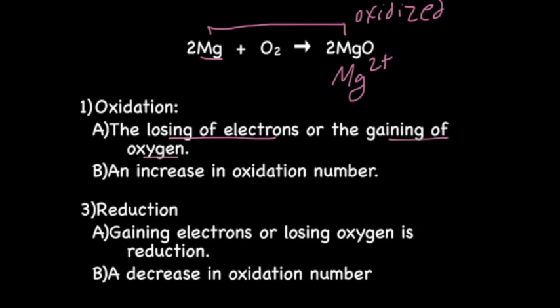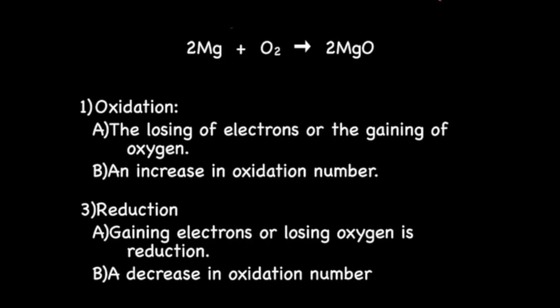Looking at the second definition, oxidation is an increase in oxidation number. If you remember the rules for assigning oxidation numbers, free atoms have an oxidation number of 0, which means magnesium has an oxidation number of 0. When we look at magnesium on the product side, it's an ion in an ionic bond, so the oxidation number is its charge, right? So the oxidation number of magnesium here is +2, which is indeed an increase in oxidation number.